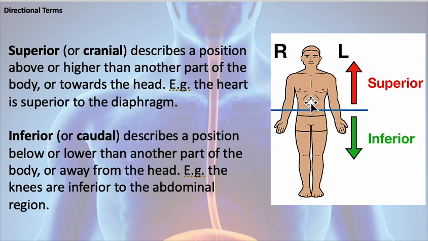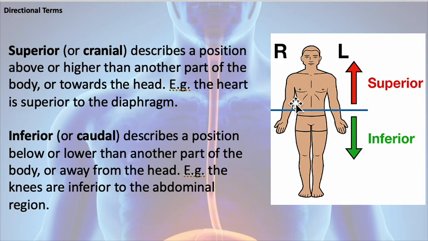to the diaphragm. Inferior describes a position below or lower than another part of the body, or you could also say away from the head. And the example, the knees are inferior to the abdominal region, right? Because the knees are below the abdominal region. Or you could say the hip is inferior to the collarbone in anatomical position.